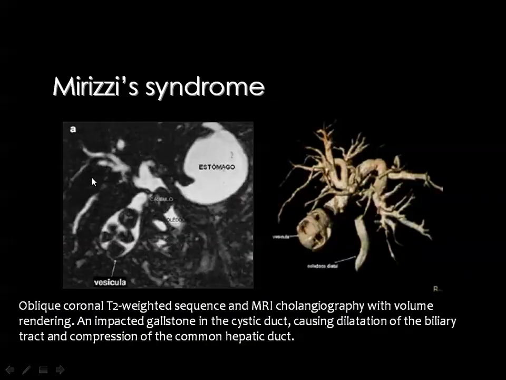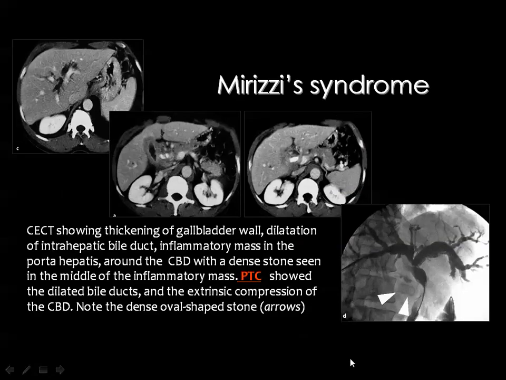And these are reconstructed images from MRCP showing calcular gallbladder, and this is the site of the stone compressing the common bile duct. This is the 3D image showing the calculi in the gallbladder as well as the site of compression. And this is, of course, a reasonable example of Mirizzi syndrome by CT.